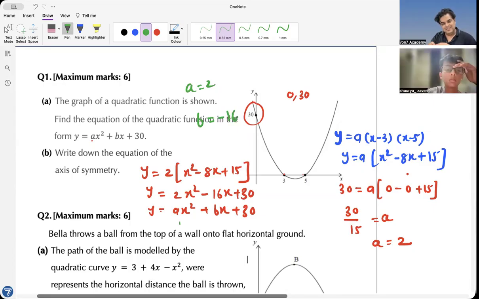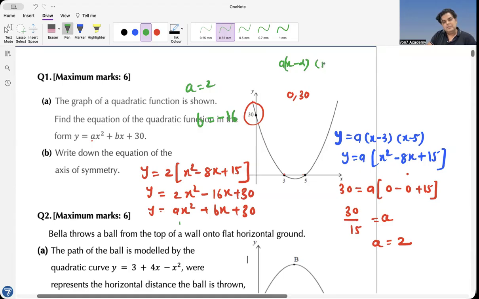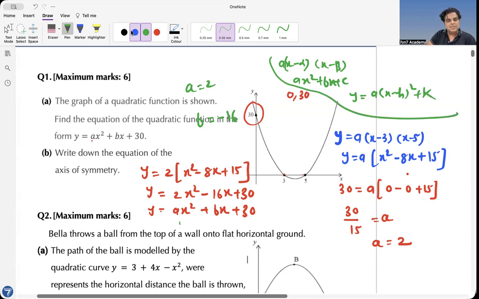The formula is y equals A(x minus alpha)(x minus beta). See, there are three types of equations that we know: y equals A(x minus alpha)(x minus beta), then y equals Ax square plus Bx plus C, and y equals A(x minus h) whole square plus k. This is a different A. So these are three different types of equations. Since roots were given, we used the root one, and the roots are 3 and 5.